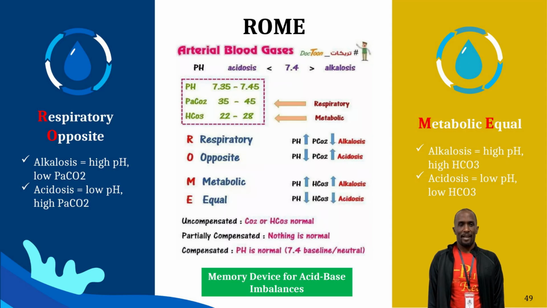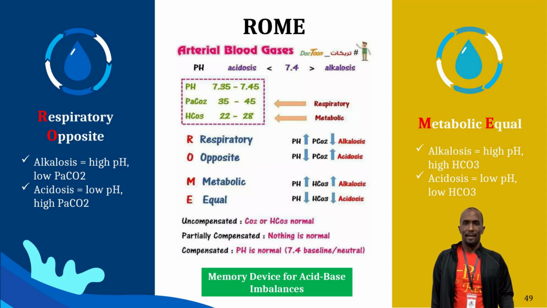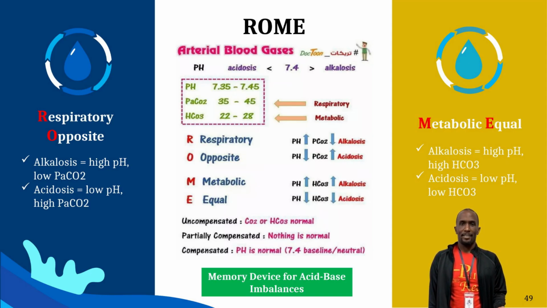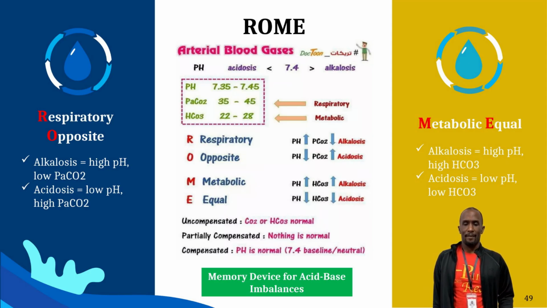The ROME mnemonic helps remember acid-base imbalances: respiratory opposite, metabolic equal. In respiratory imbalances, alkalosis shows high pH and low partial pressure of carbon dioxide, while acidosis shows low pH and high partial pressure of carbon dioxide. For metabolic imbalances, alkalosis presents with high pH and high bicarbonate, and acidosis with low pH and low bicarbonate.